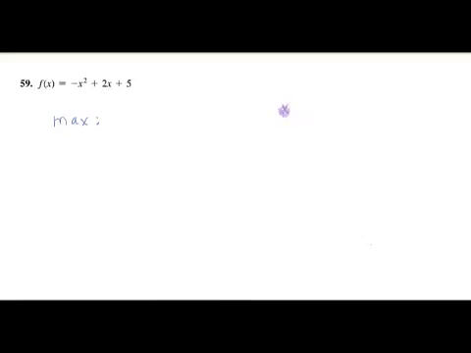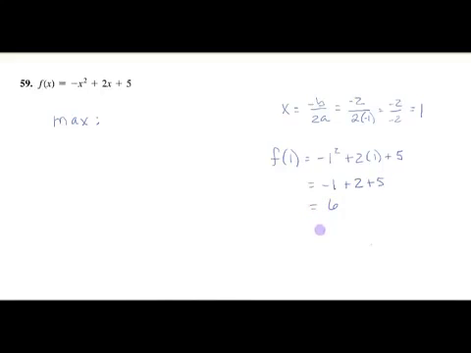So let's go x equals negative b over 2a. So that's negative 2 over 2 times negative 1. So negative 2 over negative 2 is positive 1. Let's do f of 1. So negative 1 squared plus 2 times 1 plus 5 equals, this will be 1 squared is 1, times negative is negative 1, plus 2 plus 5. That gives me a 6. So the maximum value of y is 6.